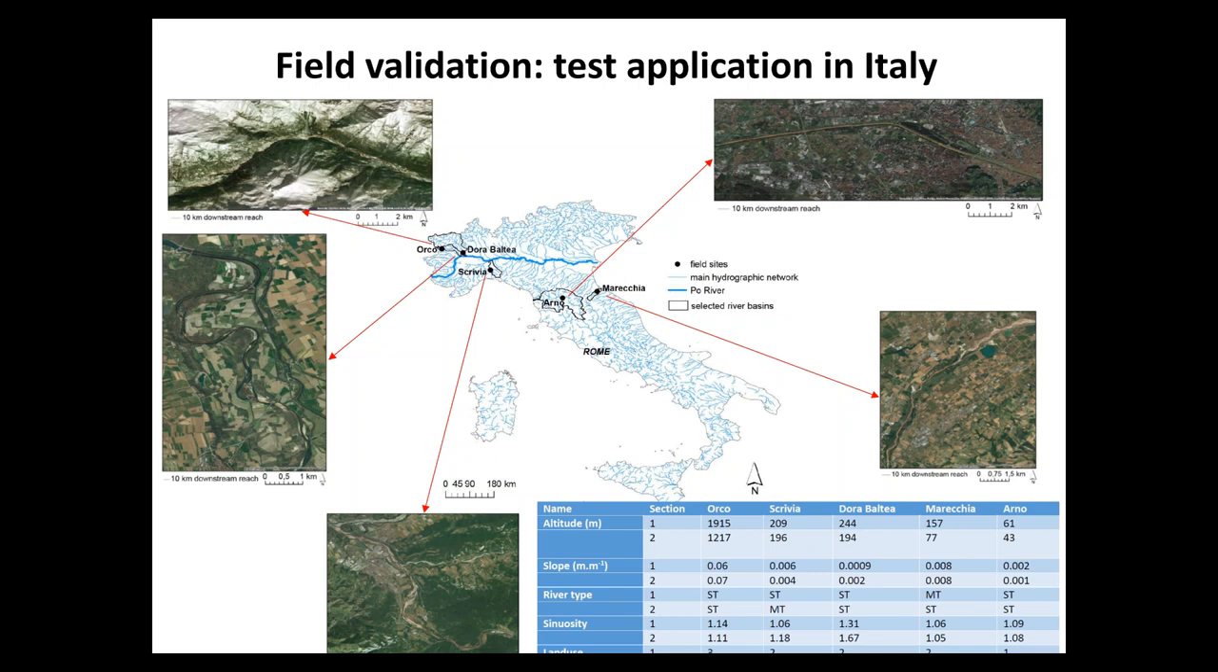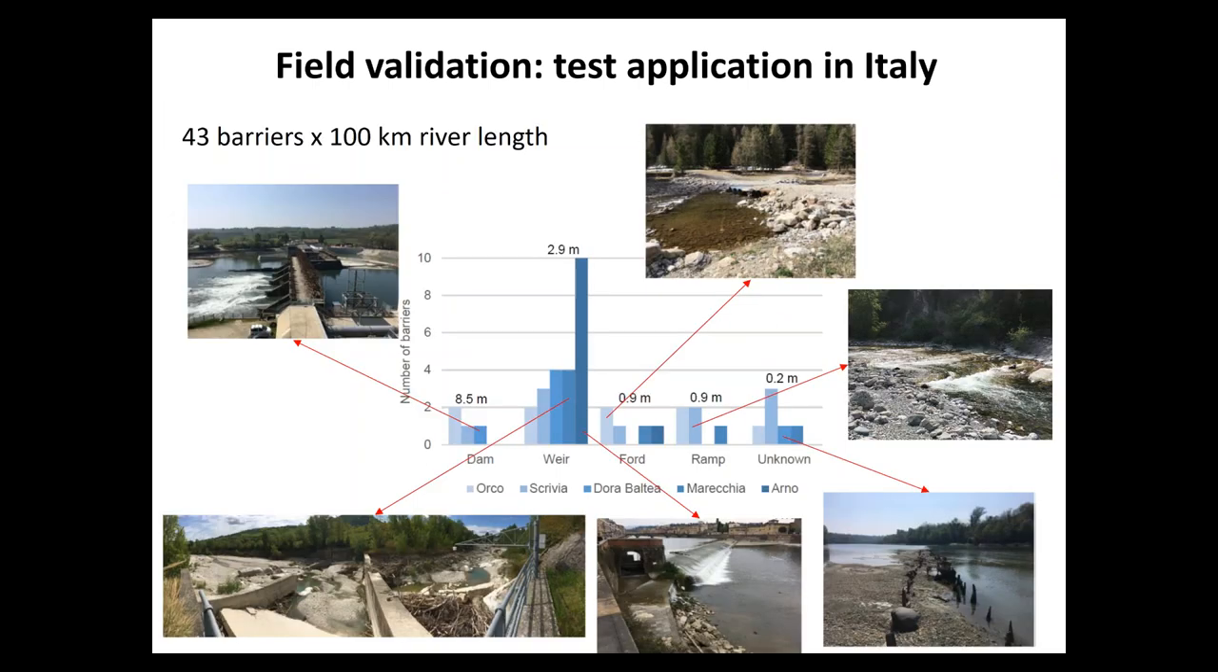So we have three alpine rivers and two Apennines rivers. Along our 100 kilometer field validation work, we encountered 43 barriers for 100 kilometers river length. So we found all the barrier types, the classes of barrier types that we included in our analysis.